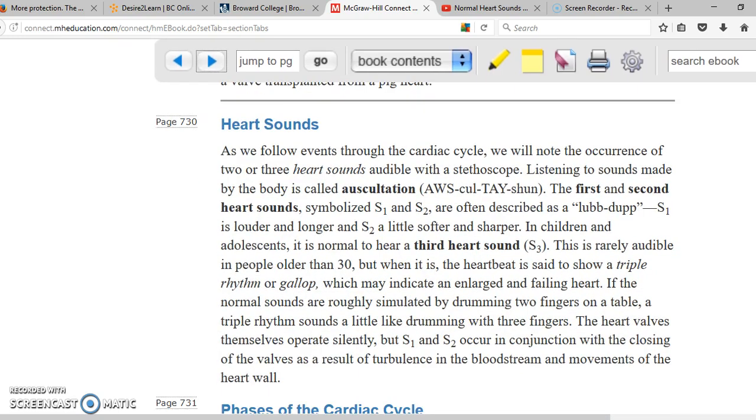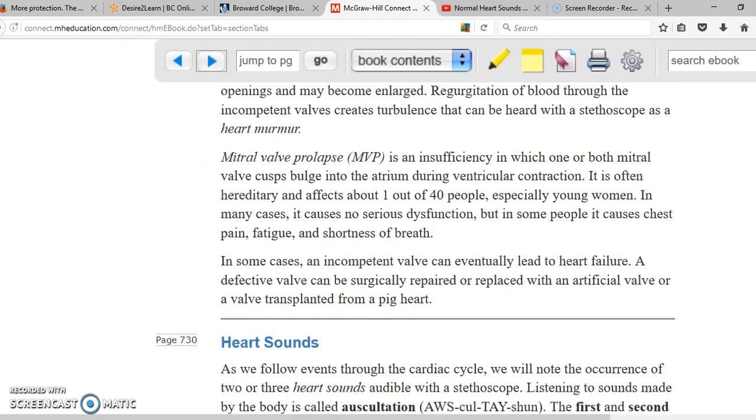Heart sounds. Heart sounds are the sounds that are produced by the valves. When the atrioventricular valves close, that is the first sound, the first heart sound. And when the aortic valve and the pulmonary valve close, that is the second heart sound. Sometimes people can have third heart sounds, but that's not something that is normal. So it's normal, but not in everybody.